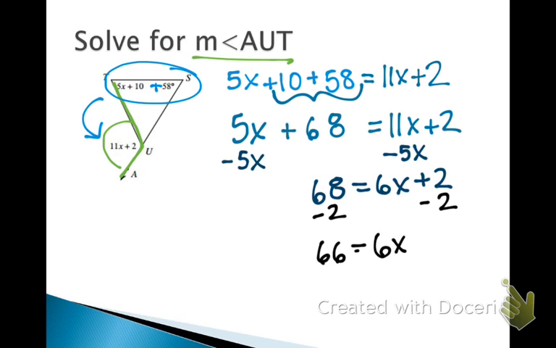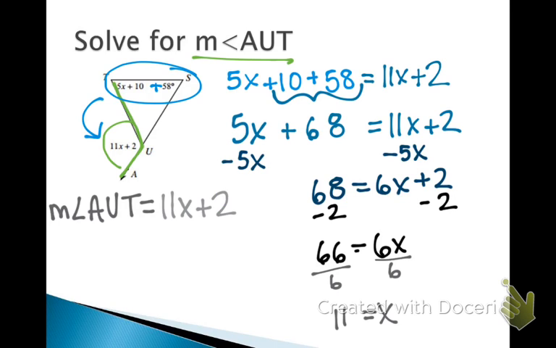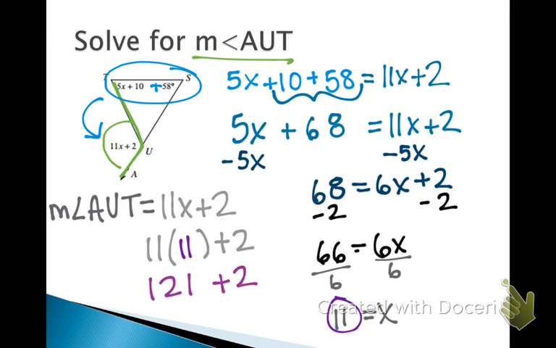Now we're down to the very last step. Because the 6 is multiplying by x, we're going to do the opposite and divide. So x equals 11. But I don't stop here. I don't circle this answer because I want to find the measure of angle AUT. Currently, the measure of that angle is 11x plus 2. But I need to plug in what I found for x. And what I found was 11. 11 times 11 is 121, plus 2 will be 123 degrees.